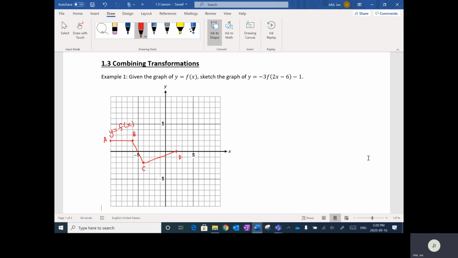So the first example here, we're given the graph of y equals f of x. Notice that we don't have an equation, we just have the graph of this function. And we want to sketch the graph of the transformed function. And yes, it looks fairly complicated, but I'm going to break this down step by step.